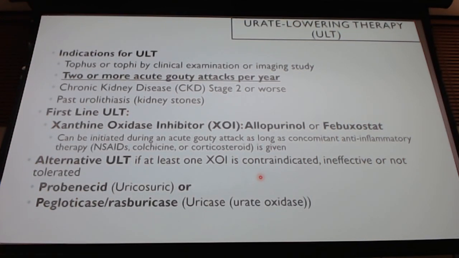So looking at our indication, I want you to remember when someone qualifies for ULT. If they have more than 2 attacks, if they have CKD, I don't expect you to remember the stage, I will just tell you CKD. I want you to remember that. Or if they have stones present, then we are going to want to put them on ULT, okay? Don't worry about the T05 portion of it. I'm worried about the 2 or more attacks, CKD, and stones present.